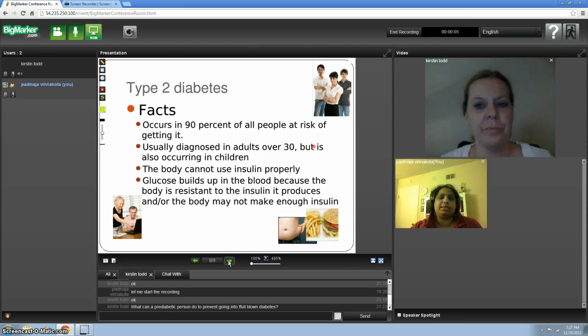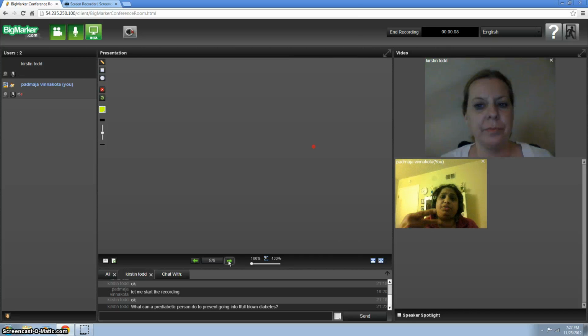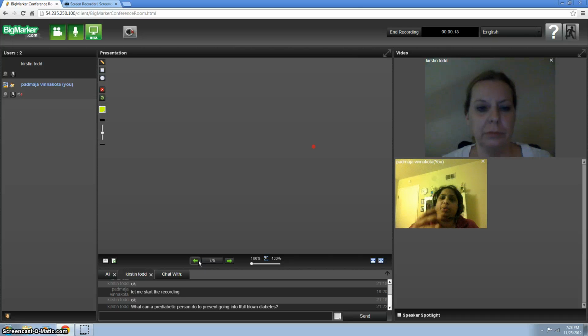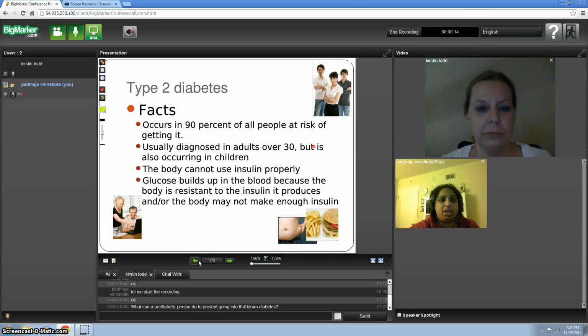Yes, the facts of type 2 diabetes. There are two kinds of diabetes. One is type 1 and one is type 2. Type 1 is usually a condition where the pancreas have completely shut down. They do not produce any insulin. Type 2 diabetes is when the pancreas still are producing some insulin but not enough for your body.